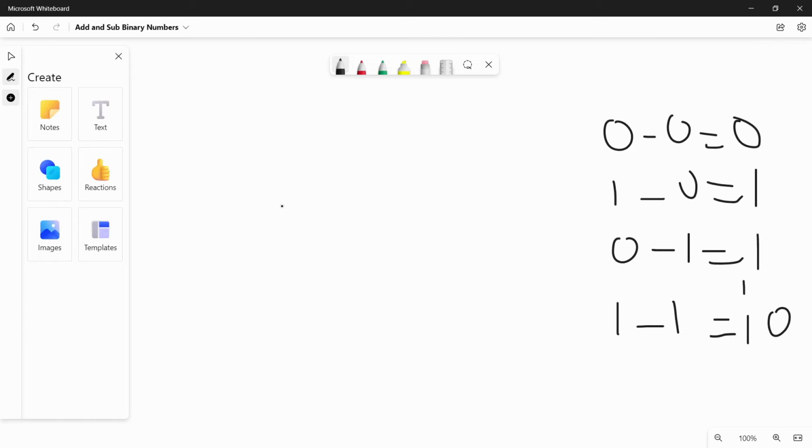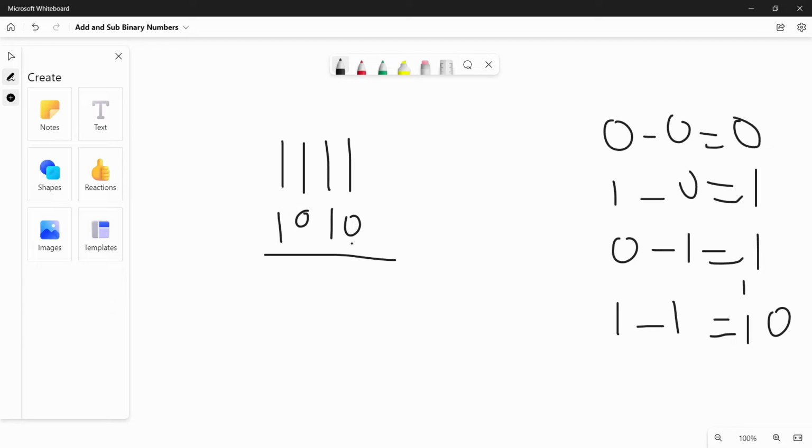Okay, good. Let's try right now 15 plus 10, which is equal to 25. 15 in binary is 1, 1, 1, and 1. 10 in binary is 1, 0, 1, 0. So let's try to add those two binary numbers.